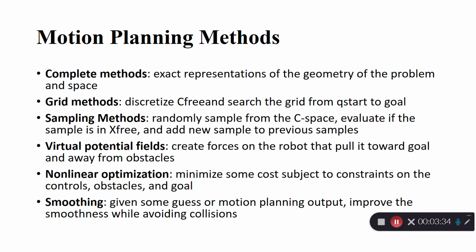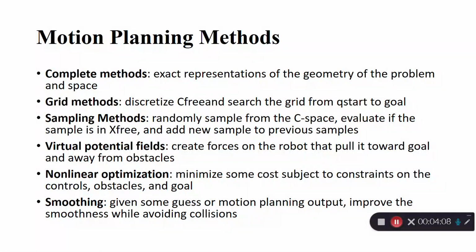So there are a number of methods from which we can solve the question. Here are the six methods we can use to solve an example. First is the complete method, in which there is an exact representation of the geometry of the problem and the space. The second one is the grid method: discretize C space, meaning C free space configuration, and search the grid from Q start to the goal. So we are going to use one of the methods from this.